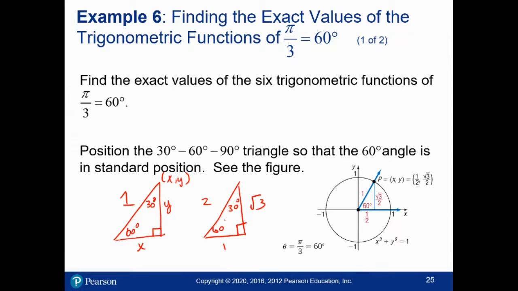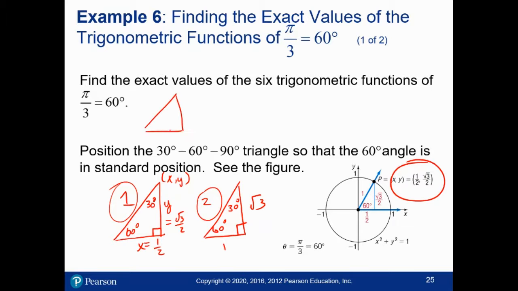1, 2, and root 3. But notice the hypotenuse here is 1, whereas on the reference one that I always remember, it's 2. So the triangle we have in the unit circle is half as big, which means x needs to be half as big, it's a half, and y needs to be half as big, it's root 3 over 2. So that's where they're getting x and y from. Okay, just remember your reference triangles.